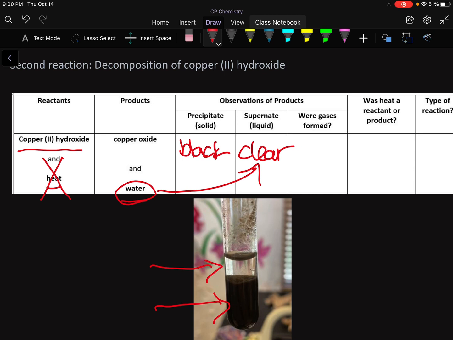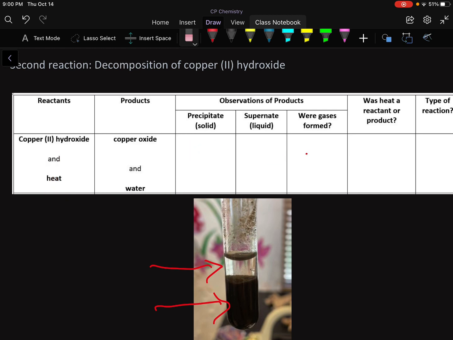You don't have to identify it. You just have to write your observations down, but you should start trying to link it to what the products are. And were gases formed? There were no bubbles, so no. And then you fill out the rest. I'm not giving you all of the answers in this. So that was the second one.